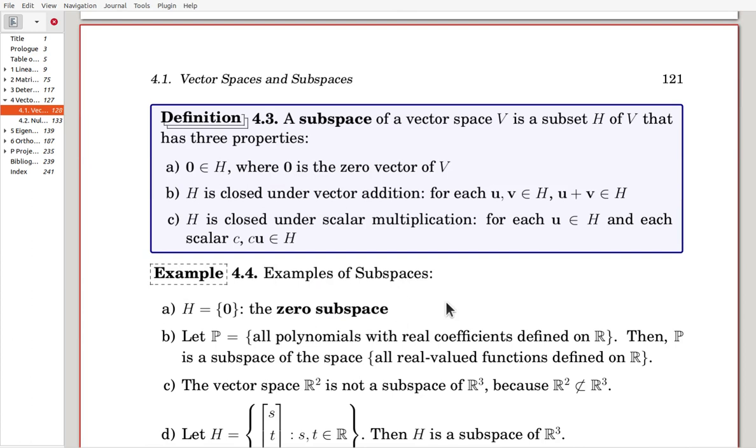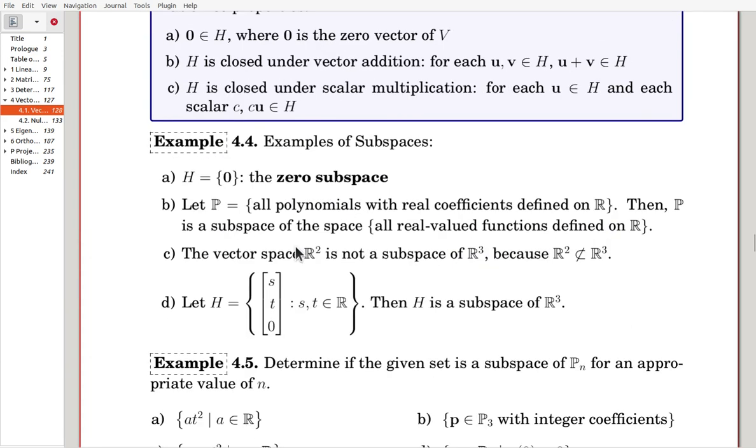Okay, here we define subspace. A subspace of a vector space V is a subset H of V that has three properties. 0 must be in the set H, and H must be closed under vector addition. The addition is inherited from the vector space V, and H also must be closed under scalar multiplication. That means for each u in H and for each scalar c, the vector cu must be in H.